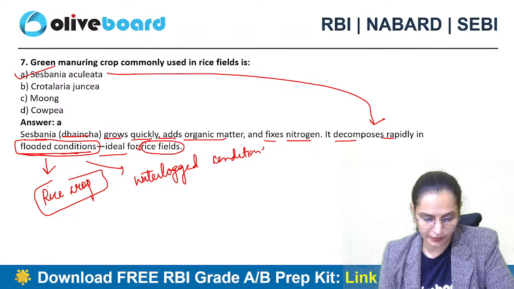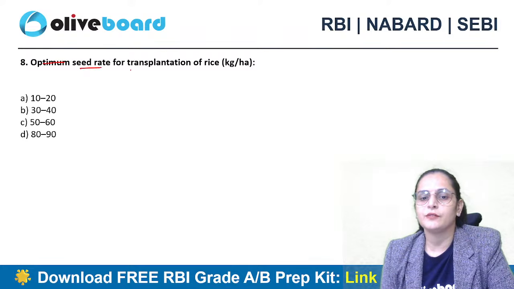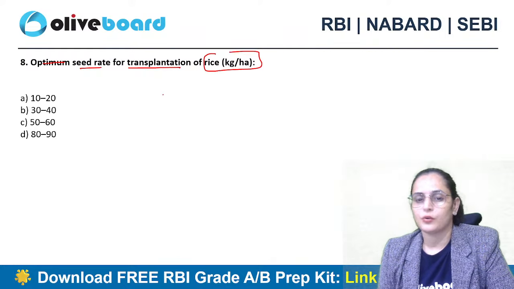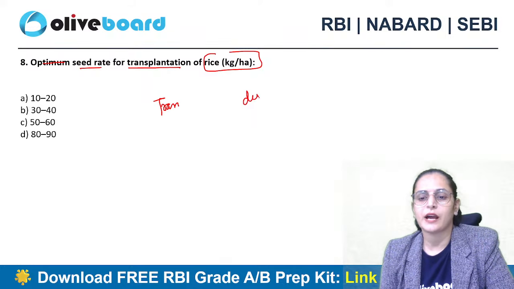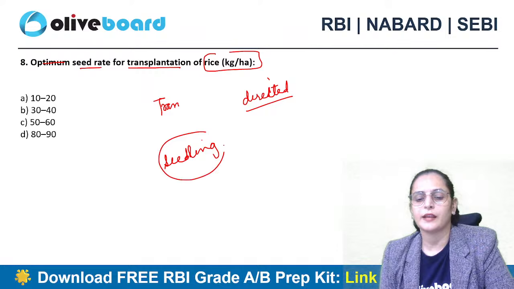Yes, Vedant, very good. Chalo, moving on to the next set of questions. Optimum seed rate for transplantation of rice. Whenever we talk about rice crops, we generally go with transplantation. We are not doing direct seeding. We are not sowing seeds directly into the fields. Firstly, we have to maintain the seedlings in the nursery, and after that, we have to transplant them into the main field. This is the process that we follow for rice cultivation.